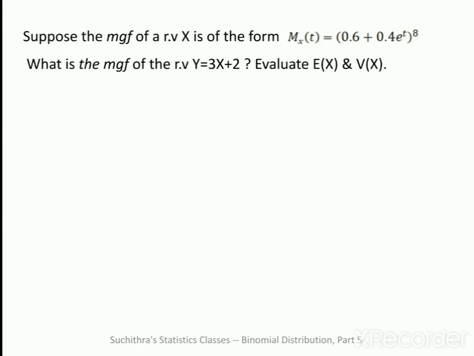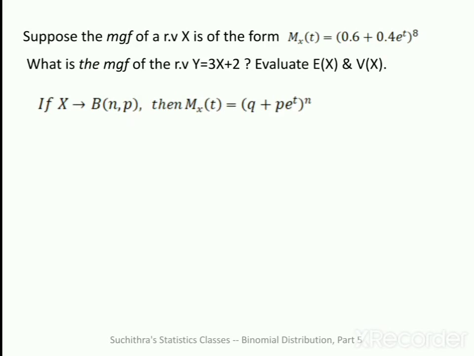The next problem. Suppose the moment generating function of a random variable x is of the form Mx(t) equal to (0.6 plus 0.4 e raised to t) all raised to 8. What is the MGF of the random variable y equal to 3x plus 2, and evaluate E of x and V of x.